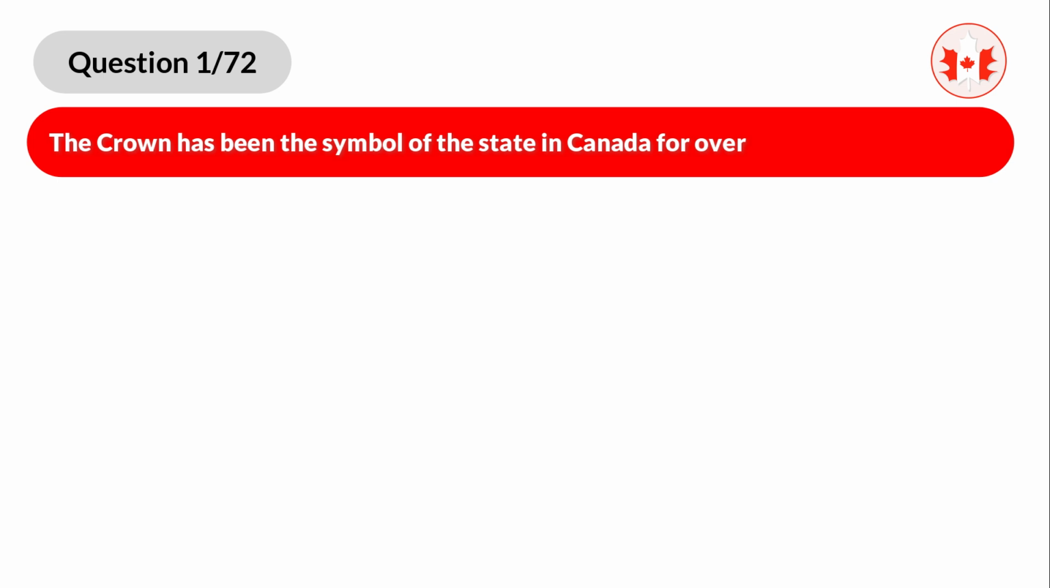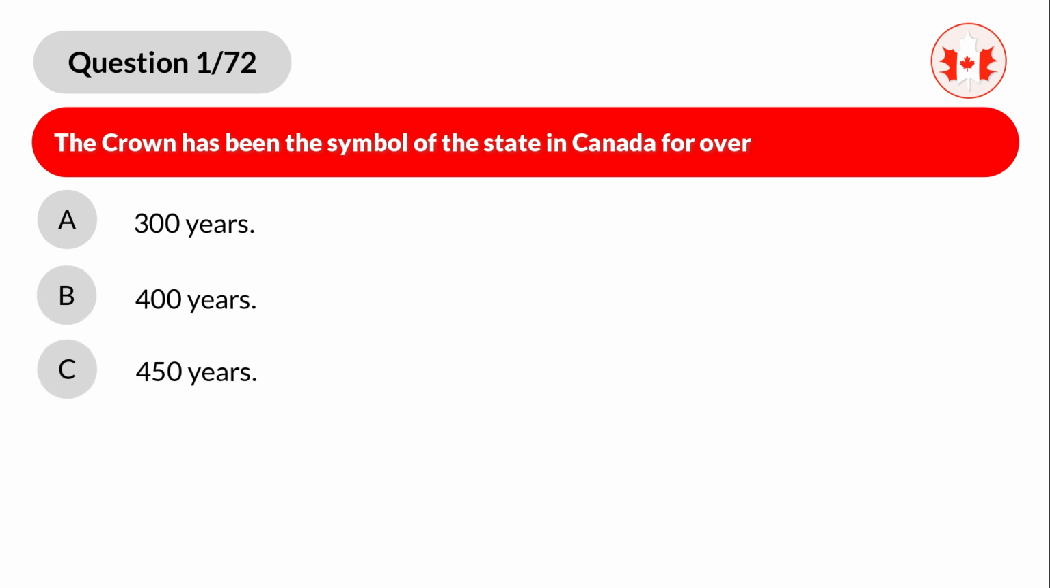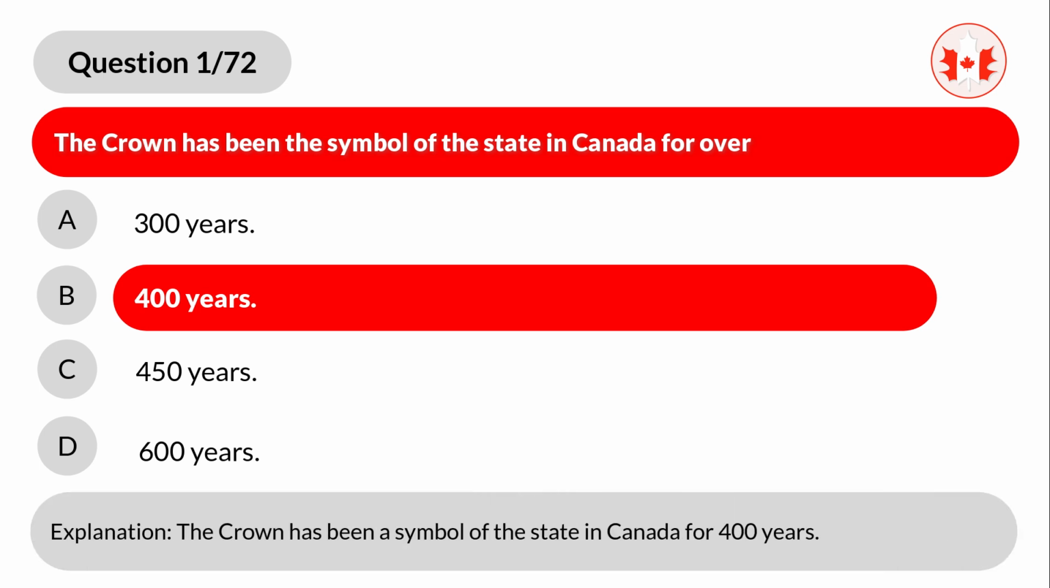Question 1. The crown has been the symbol of the state in Canada for over: A. 300 years. B. 400 years. C. 450 years. D. 600 years. The correct answer is B. 400 years. Explanation: the crown has been a symbol of the state in Canada for 400 years.